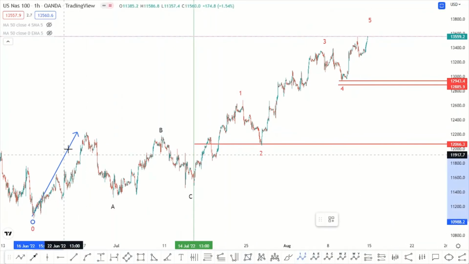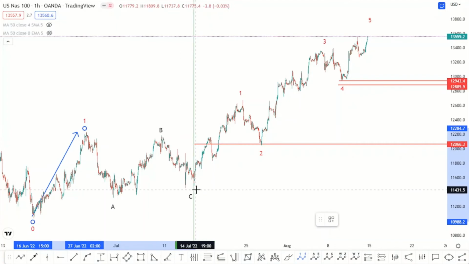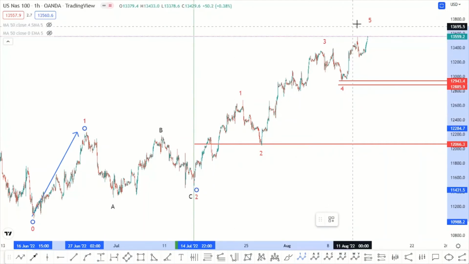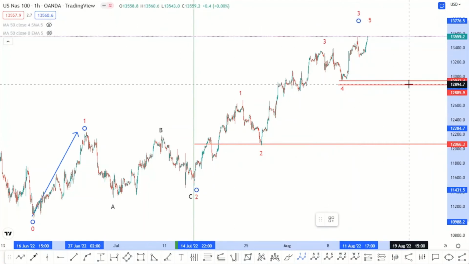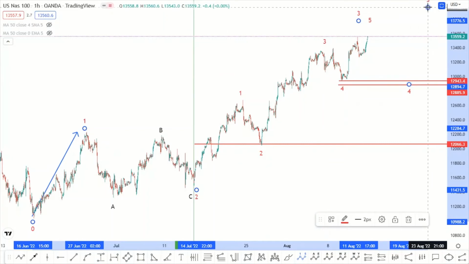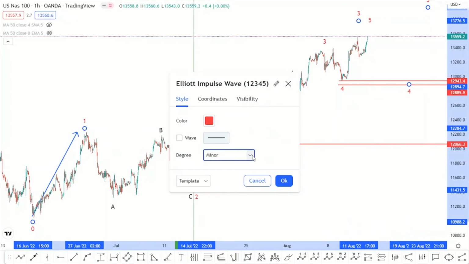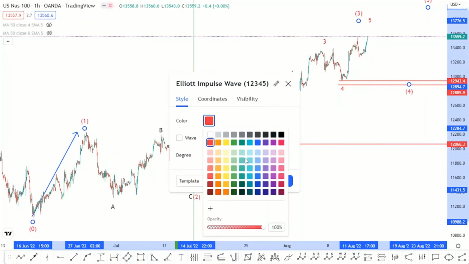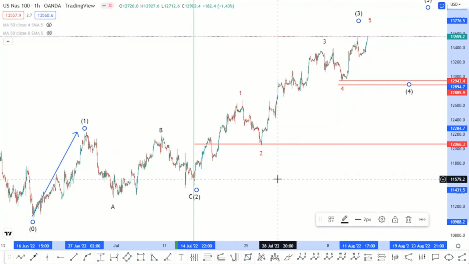These are the waves that are driving everything. These ones are driving everything. So maybe at the completion of it, we're going to be having our 4 and 5. Let's change the degree to intermediate, and then let's change the color to black so that they can align with these corrections over here. So we're good.